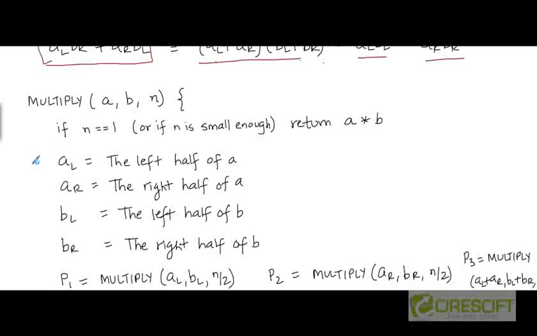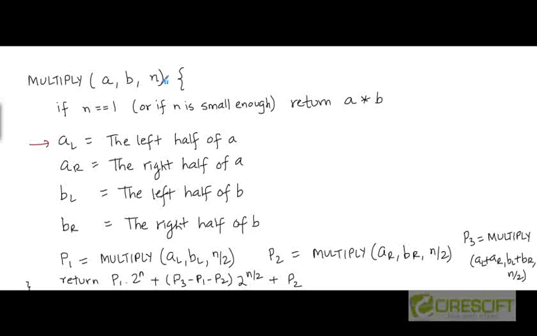So if we come here, we are assuming that n is not small enough, n is pretty large, and so we need to divide this overall problem into subproblems. So we'll take out the first n by 2 bits of A and assign the resulting number to A sub L. We'll extract the right half of A, interpret that as a number and assign it to A sub R. Then we'll take the left half of B, assign it to B sub L, and the right half of B is what we'll assign to B sub R.